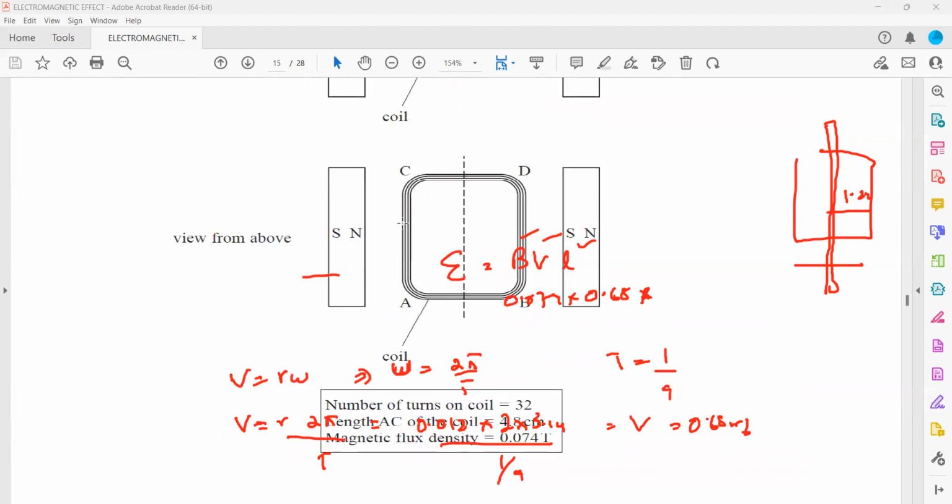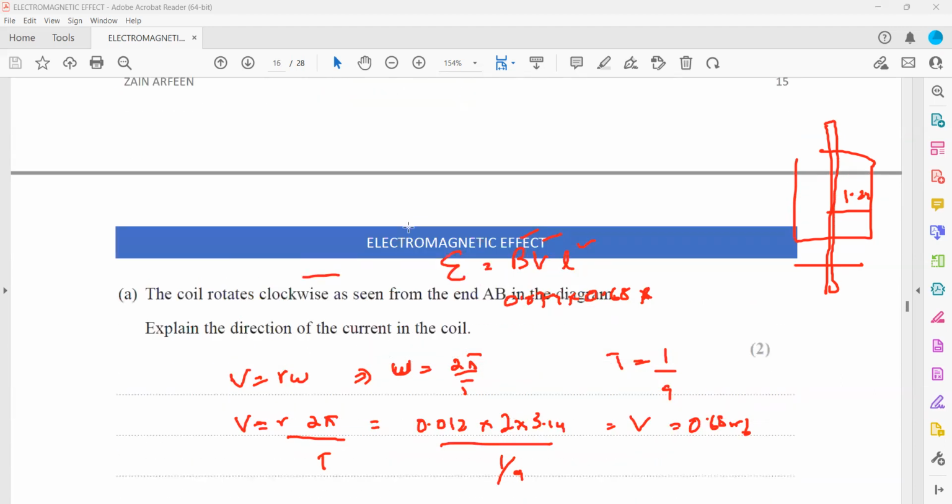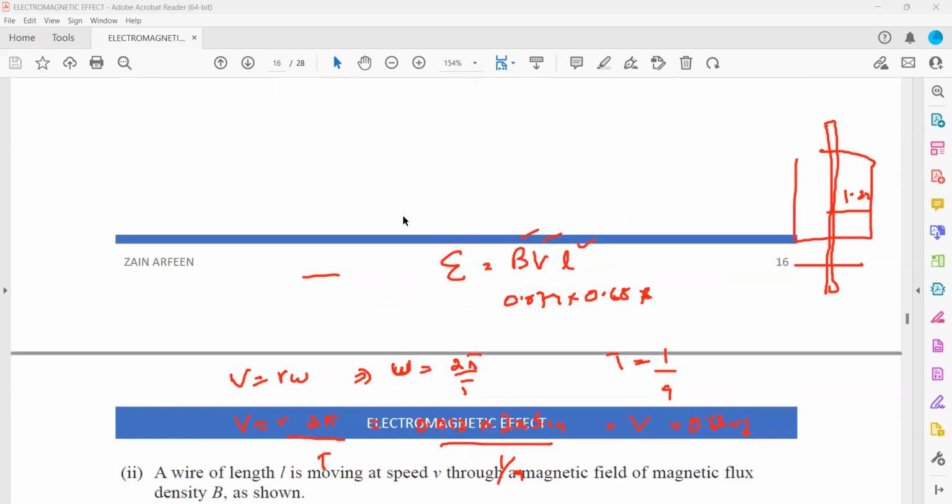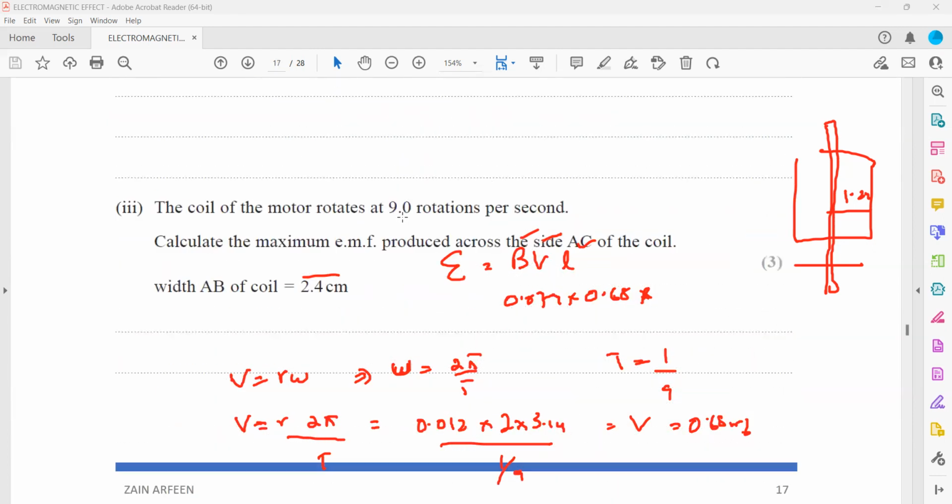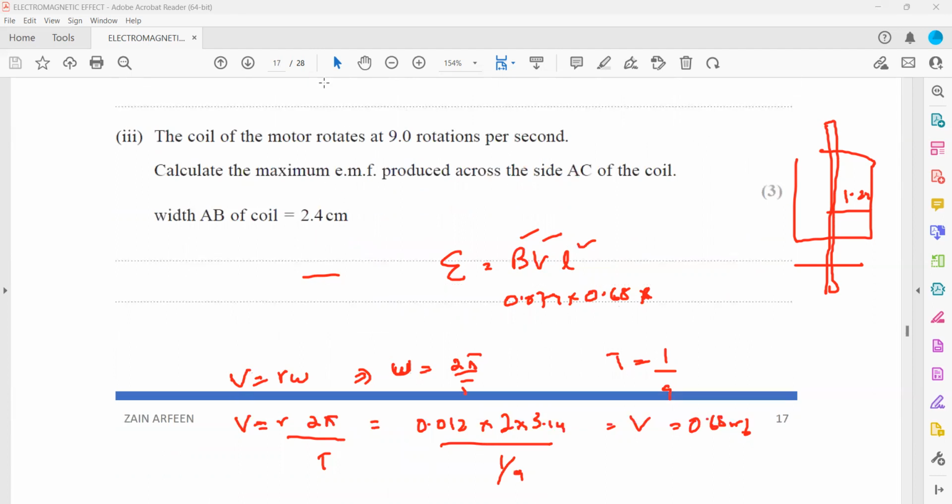Length of side AC, like this is the side which is swept around, moves around. That's why we just take this side. So 0.048. And because there are 32 turns, it's a continuation of the question. So total 32 turns are there, so you'll multiply by 32. So 0.048 times 32. So when you multiply all of them, you will get the induced EMF, which is 0.077.